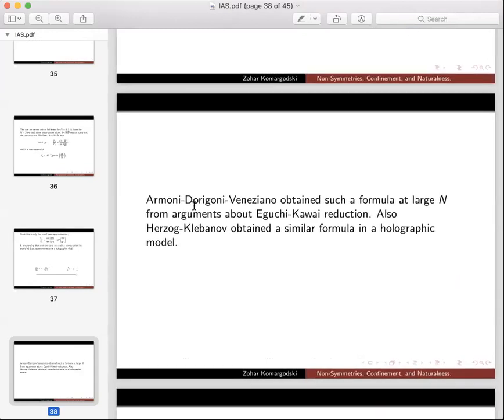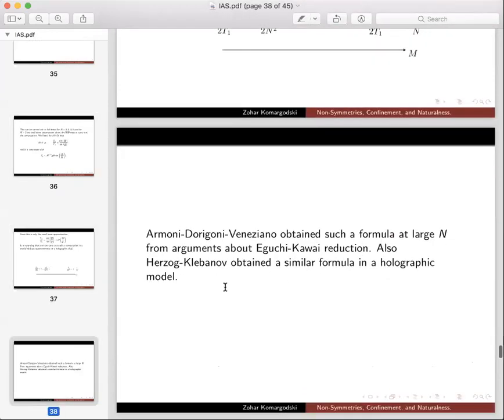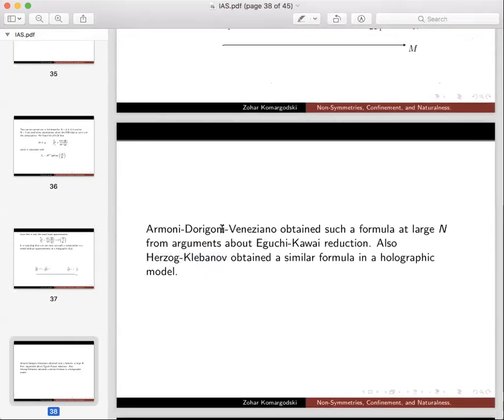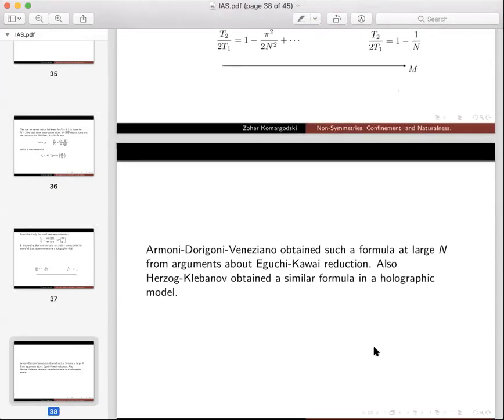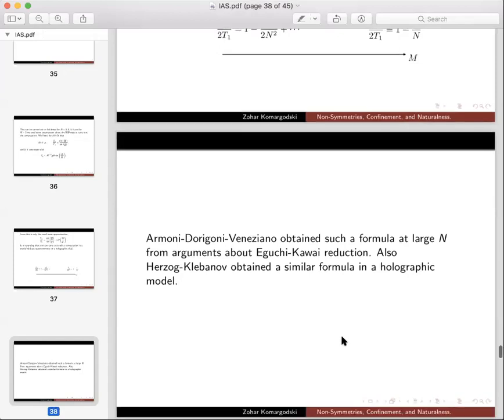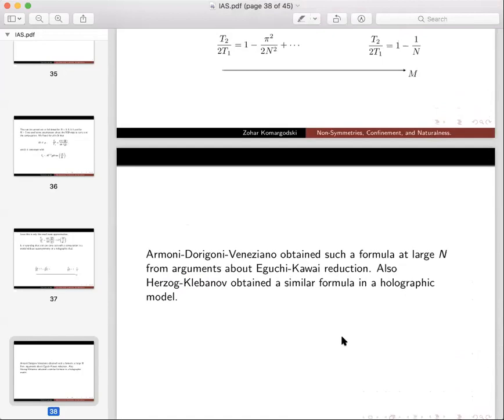Finally, before I stop for questions, I'll just mention that such a sine formula appeared before for some BPS computations that were done by Herzog and Klebanov in a completely different system in holography. I don't know why there is this similarity. An additional computation that led to a similar formula was done by Armoni, Dorigoni, and Veneziano, which used the Eguchi-Kawai reduction and got a similar formula for, again, unknown reasons to me. It's completely different techniques. It's a different theory. It's a different setup, but it's the same formula. Okay, I would like to stop here before I make some comments about naturalness.